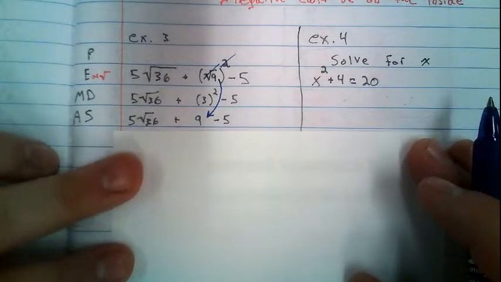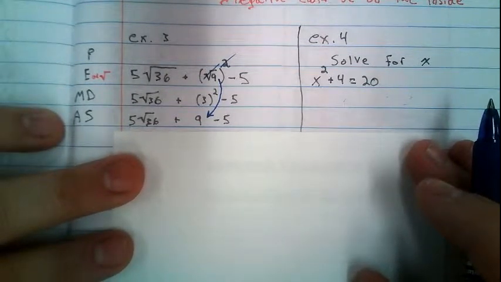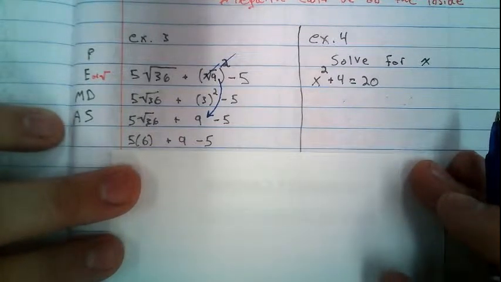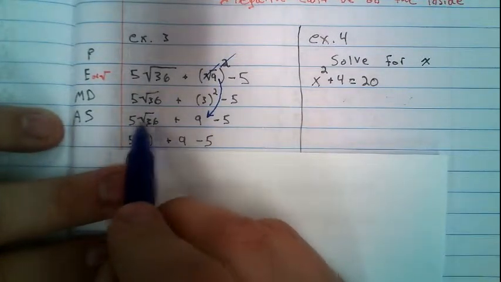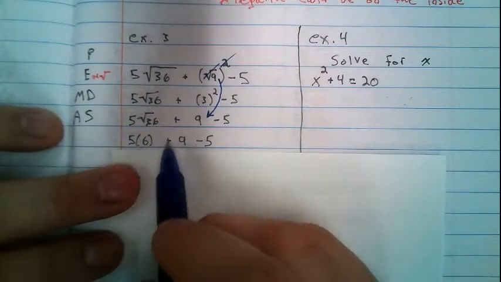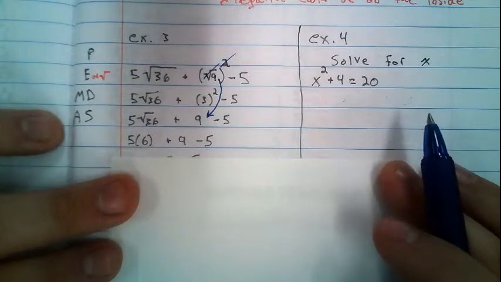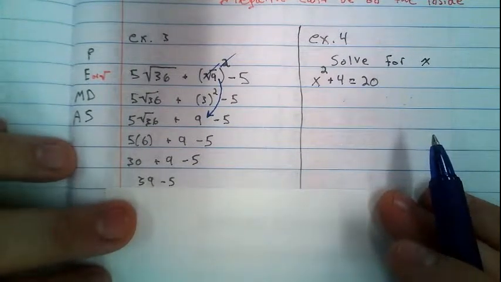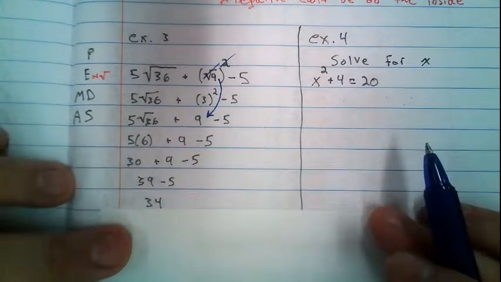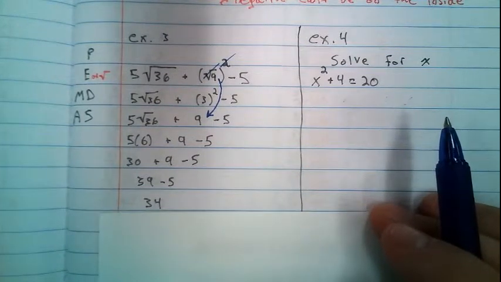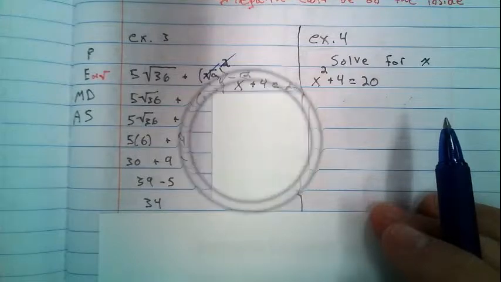But then we keep moving along. So I still have no more exponents, but I have a square root symbol, so square root of 36 is 6. Now because the 5 is next to it, that means multiplication. So I'm doing 5 times 6 plus 9 minus 5. And I keep going through the process. 5 times 6 is 30. I add left to right. 39 minus 5, eventually 34. So 34 is my answer. So that's how you do order of operations using square roots.